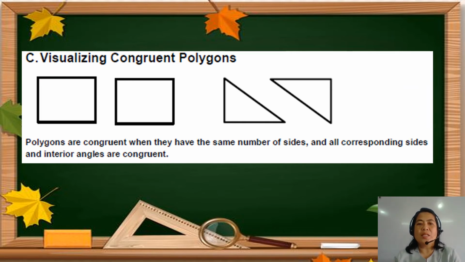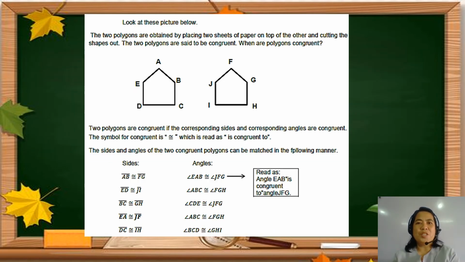Visualizing congruent polygons. Try to look at the figure. Ang figure, pareha ilang side, pareha ang ilahang angles. So polygons are congruent when they have the same number of sides and all corresponding sides and interior angles are congruent. Look at this picture below. The two polygons are obtained by placing 2 sheets of paper on top of the other and cutting the shapes out. The 2 polygons are said to be congruent or equal.